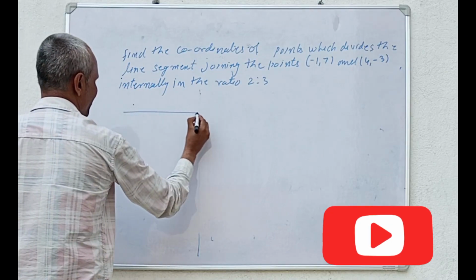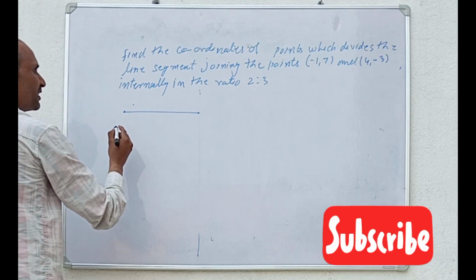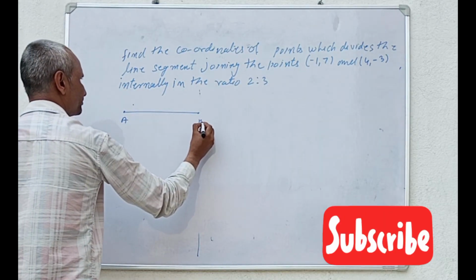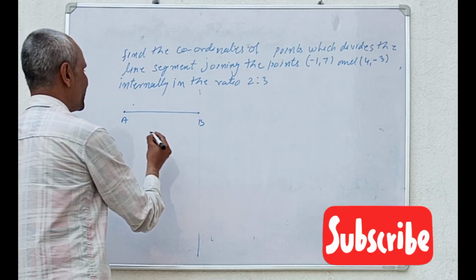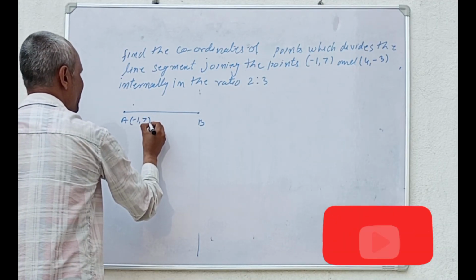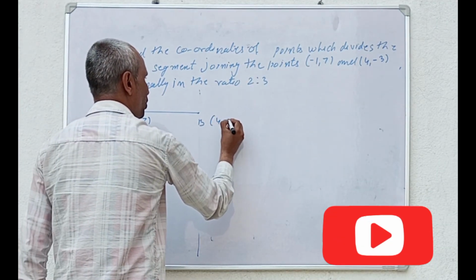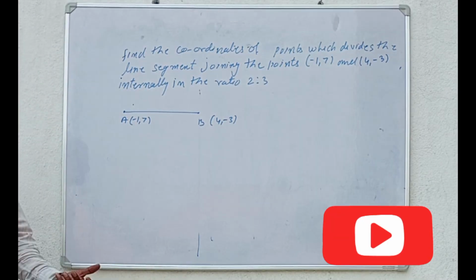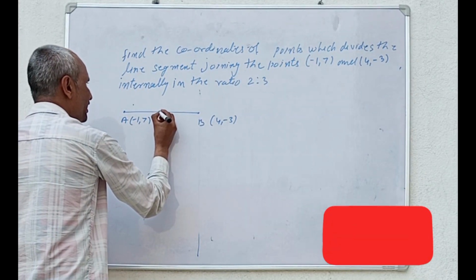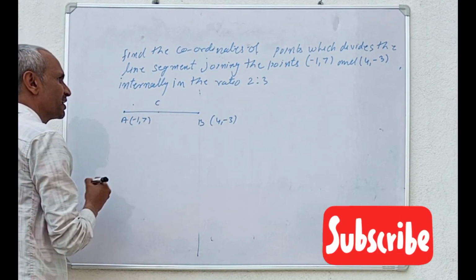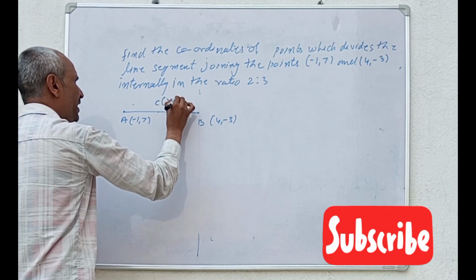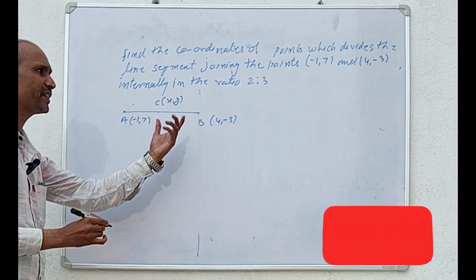Suppose that this is a line segment. I have written here A, here B. A coordinates given here are minus 1, 7. B given here, suppose that 4, minus 3 is given. And it is asked to find the coordinates of any point. Suppose that this point C is there. We have to find x, y. It is divided in the ratio.